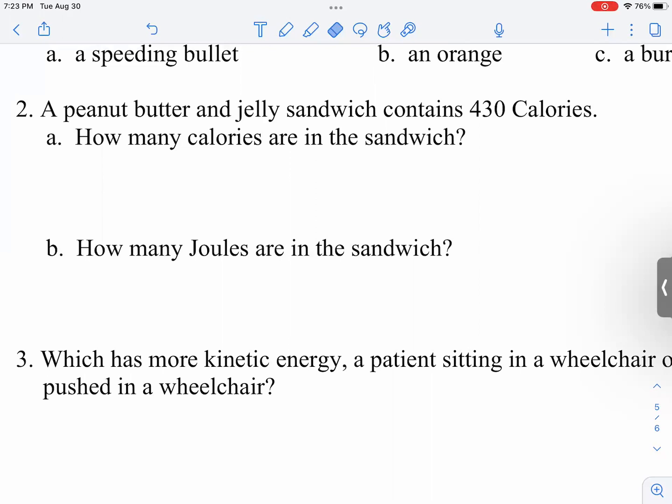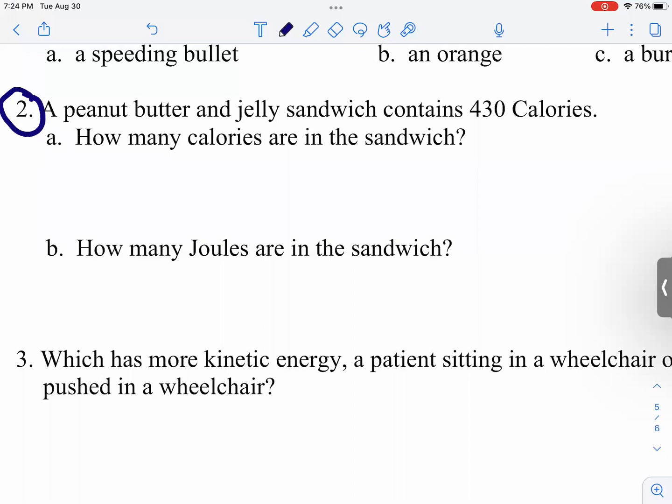So I wanted to work out a few problems because that was the request of my classes. I know a few of you wanted me to work out some calorie/joule type of problems, so we're going to go through this one. I'm going to post these problems also on Moodle so that you'll have extra practice. You can work on these too. All right, so let's do this one, number 2.